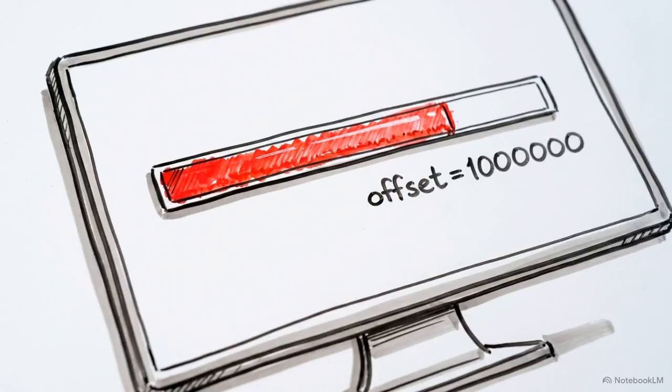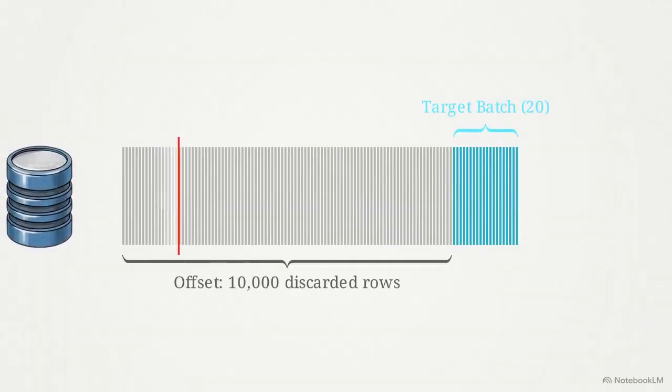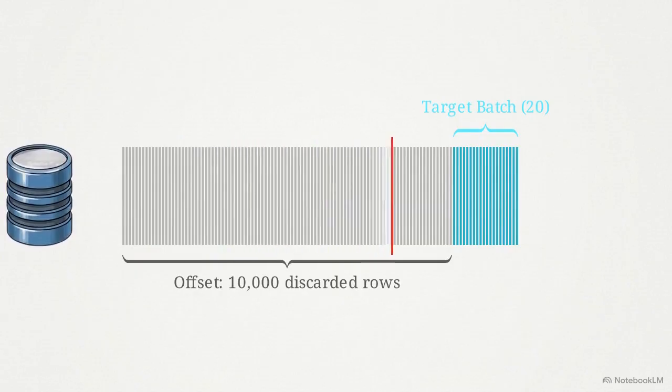But even simple pagination hits a wall at scale. Traditional offset pagination works by counting records page by page, which forces the database to scan thousands of previous entries just to find the next batch, wasting precious time.